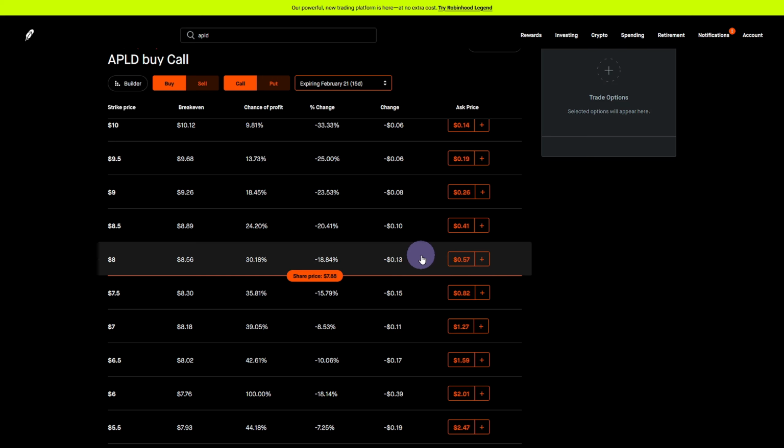If the price goes too low, your contract may not have a lot of value in it, and sometimes it is harder to sell those contracts. So keep that in mind.